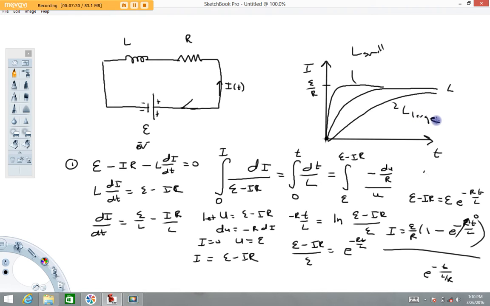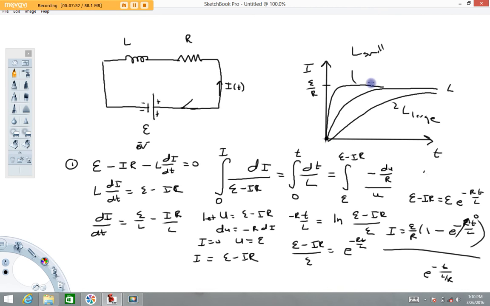Okay. So the point of this video was, one, how to write a Kirchhoff's equation when an inductor is involved. Two, how to solve it. In this case, it's solvable by separation of variables. Three, understanding these curves, really important. Very small inductance means the circuit will get to its peak really fast.